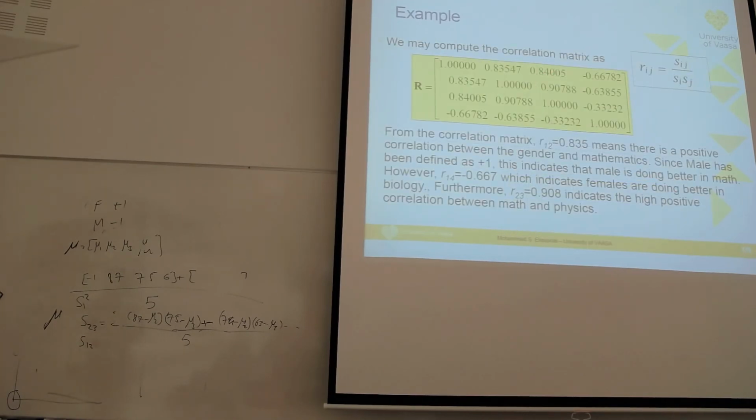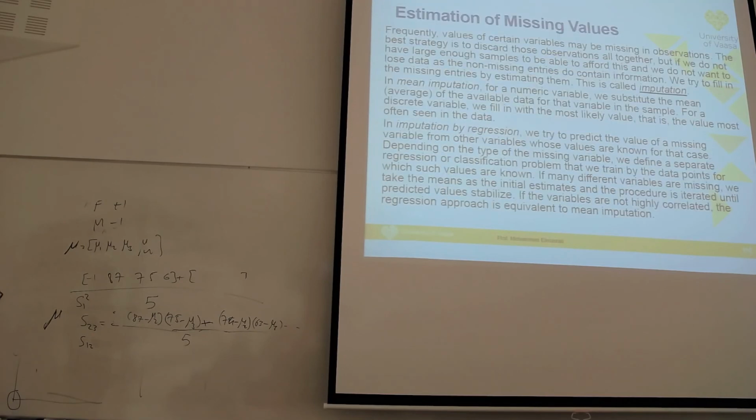It means that males are usually good in physics, for example. This gives the trend. But they are not good in, for example, biology. So the trend is negative. So it gives you the trends between the elements.